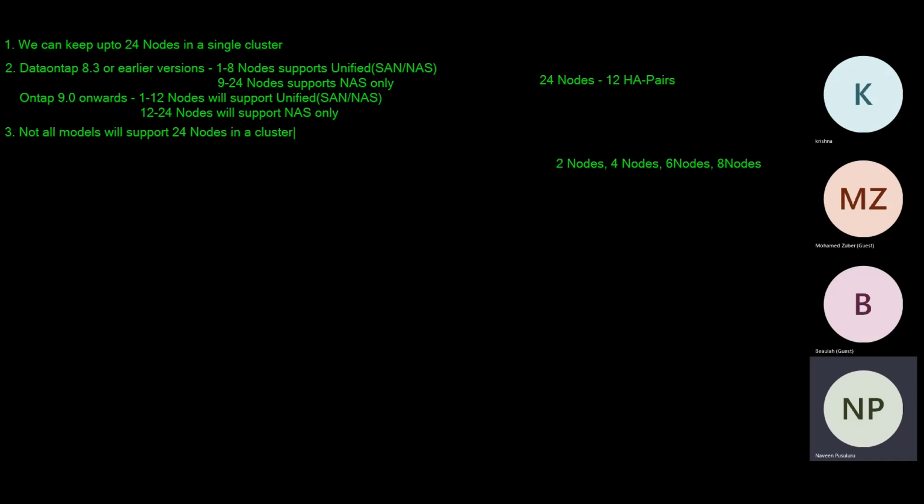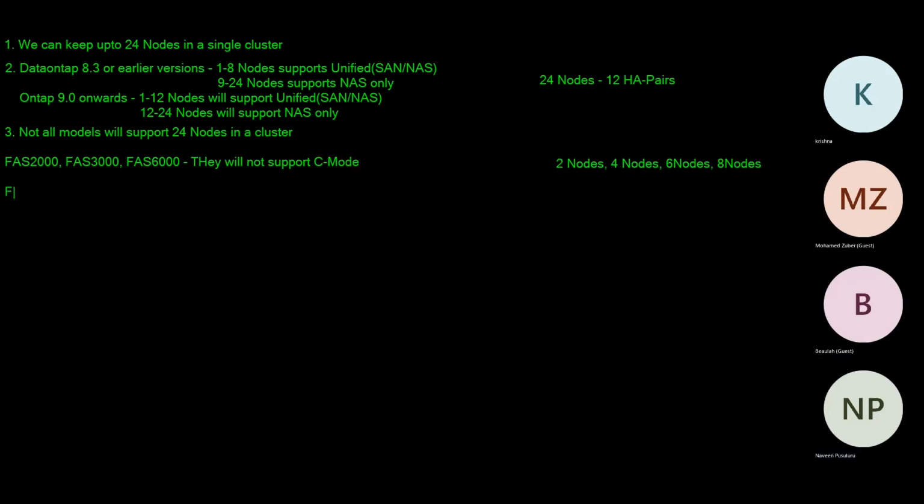Again, we cannot create a cluster with 24 nodes with all models. All models will not support a 24 node cluster. There are some limitations based on the controller hardware. For example, FAS 2000, FAS 3000, or FAS 6000 nodes will not support C mode, cluster mode. You will not be able to install cluster mode on top of them. They only support 7 mode.